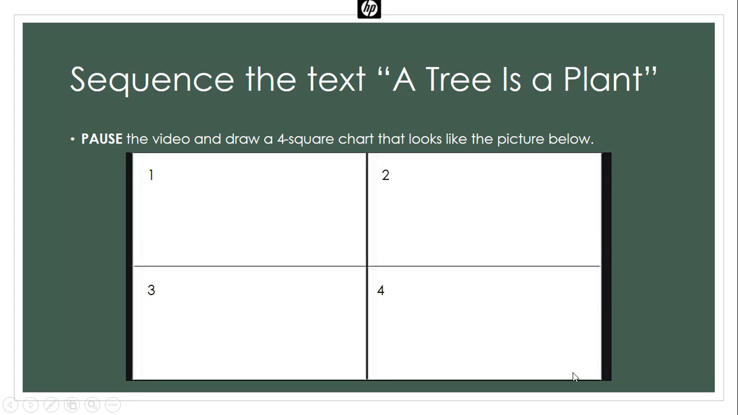The next thing I want you to do is grab a sheet of paper. With a sheet of paper, I want you to make 4 squares. You're going to put a line in the middle and then a line across. You could also put numbers too if that helps you. If you don't want to draw the lines, you could also fold your paper into 4 pieces.